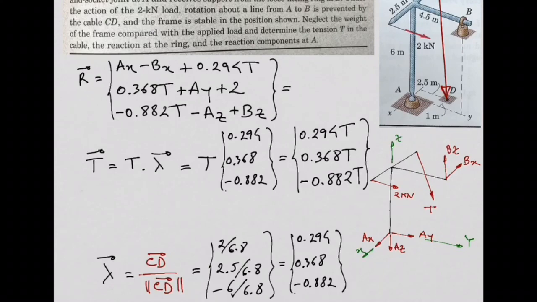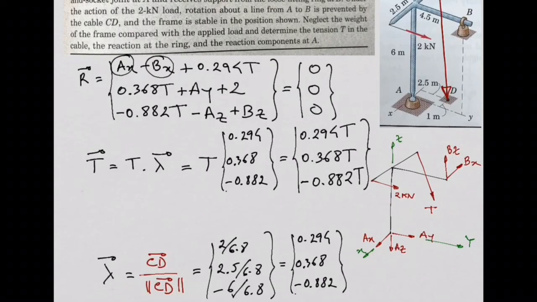Of course, now we want this to be in equilibrium. We will say this needs to be equal to 0. Then we have our first three equilibrium equations. But it's not enough, right? Because look, we have there Ax, Bx, Ay, T, Az, Bz. So we have many unknowns for only three equilibrium equations. Not enough yet, but we didn't finish.